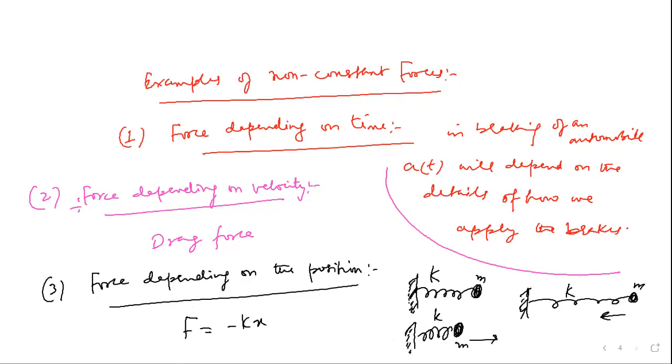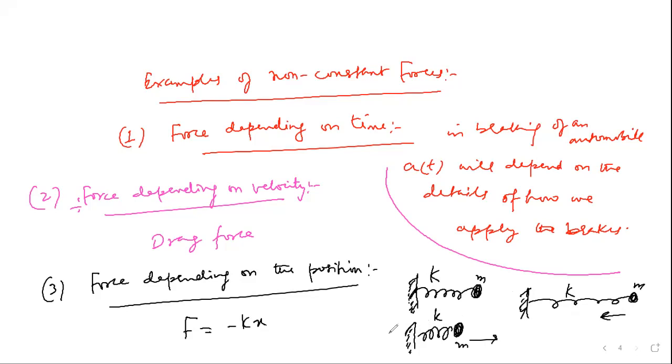Negative indicates that it is oppositely directed to the displacement. If you move mass to the right, force is leftward. If you move mass to the left, force is rightward. So it is oppositely directed to the displacement. Here you can see, if you stretch this spring by a larger extent, the length of the spring will change to a greater extent compared to its natural length, so force will be greater. And same is the case in compression. If you compress the spring to a greater extent, force will be greater.